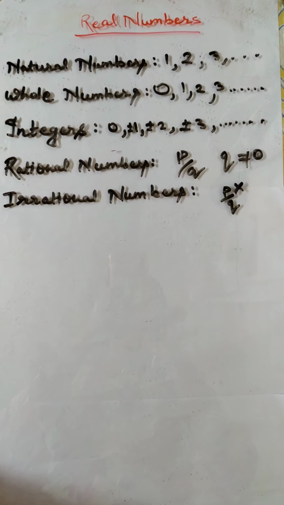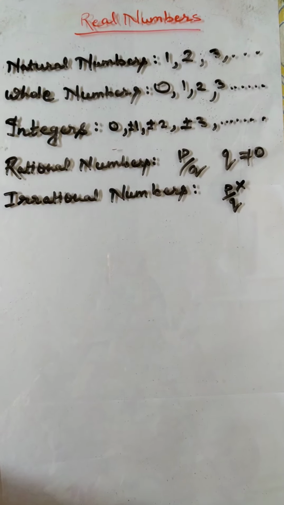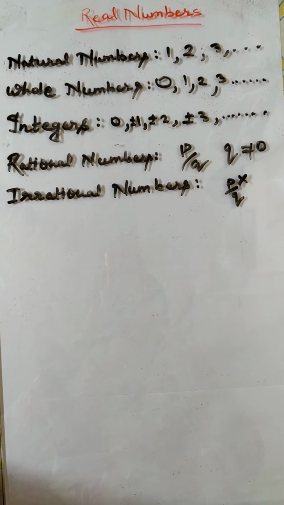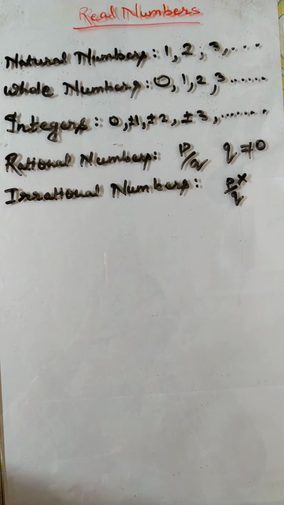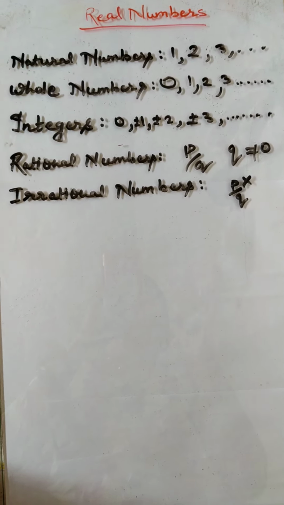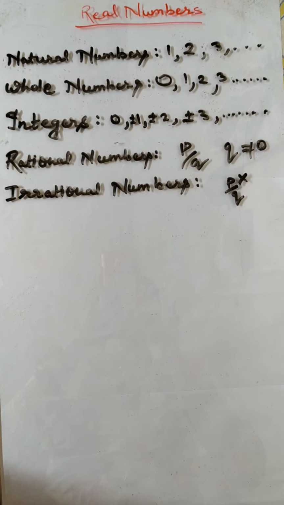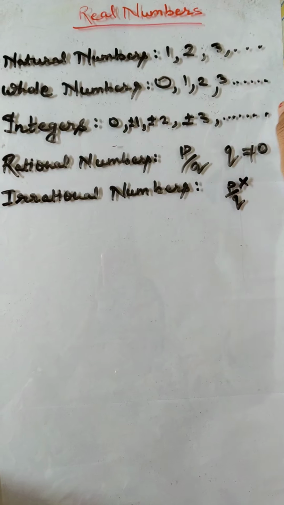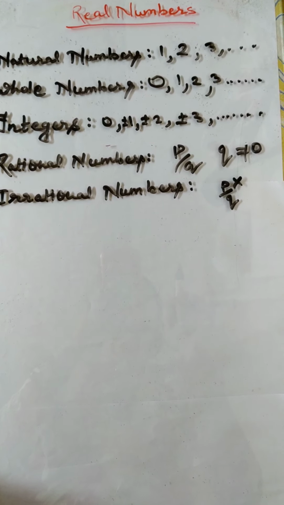Hello guys, today we are going to study a chapter, real numbers. To know about real numbers, first we know about natural numbers, whole numbers, integers, rational numbers, irrational numbers. Natural numbers: our counting numbers started from 1, 2, 3 and so on are called natural numbers.